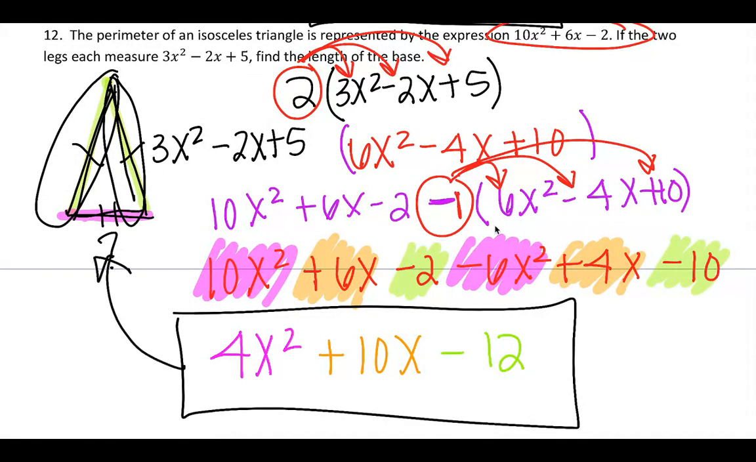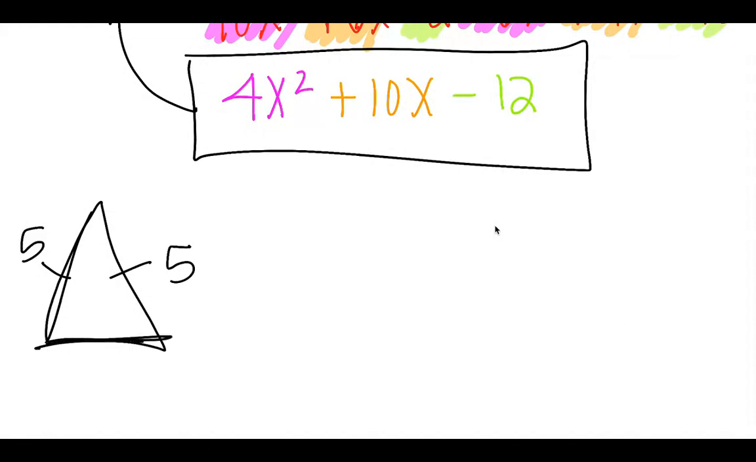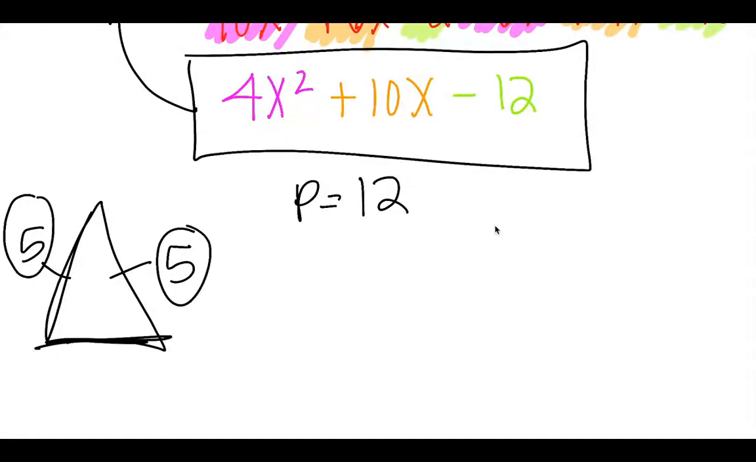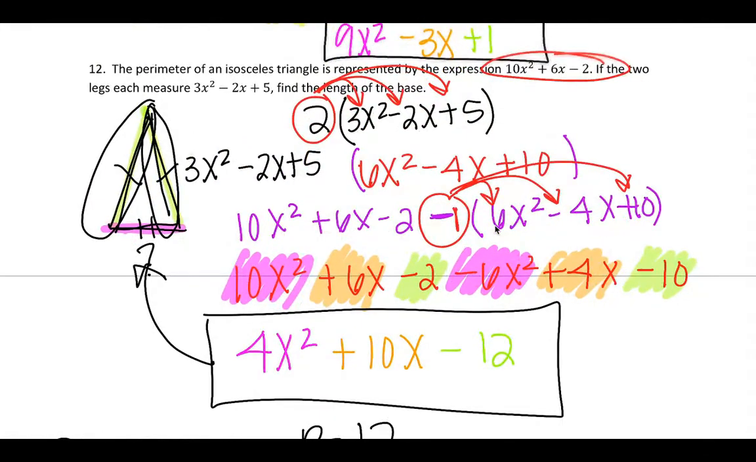That's that pink side. Again, all we did was, if we pretend we said that this side and this side were 5, I'm looking for this side. The perimeter equals 12, right? I'm going to add these two, give me 10. I'm looking for this missing side. I'm going to subtract. So the missing side has to be 2. That's all we did, except we had polynomials instead.